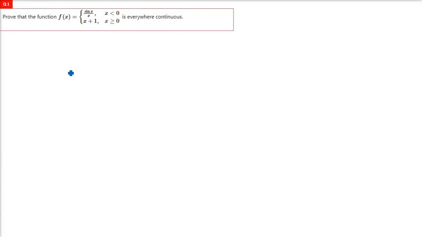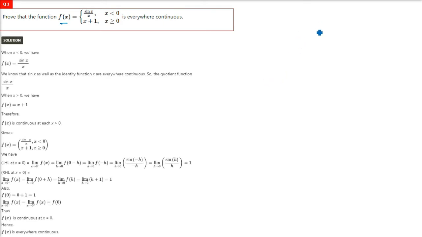Starting with the first question. Prove that the function f(x), which is sin x by x for x less than 0, and x plus 1 for x greater than or equal to 0. So 0 is the point of contention. On the left hand side, it is sin x by x. On the right hand side, it is going to be x plus 1.